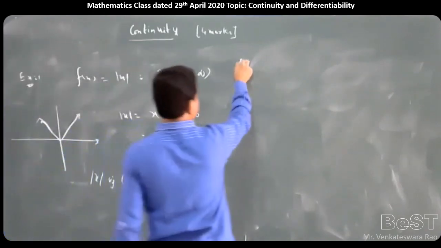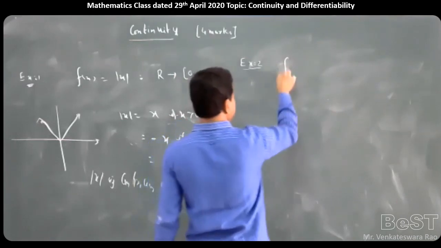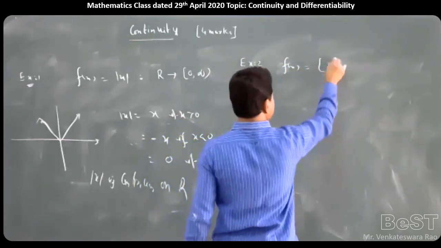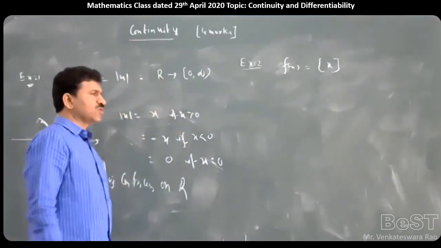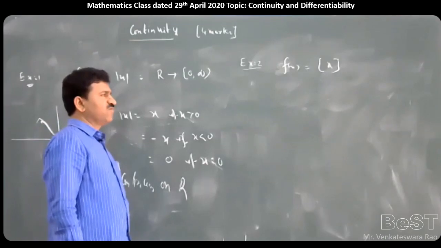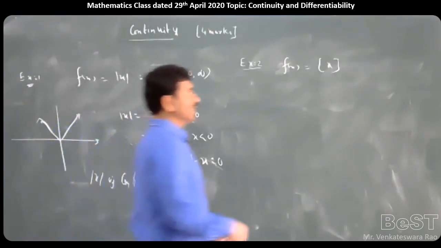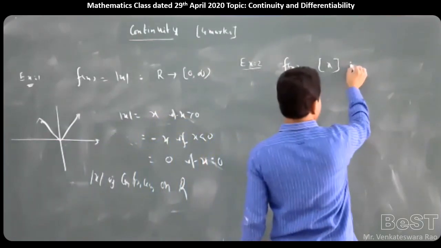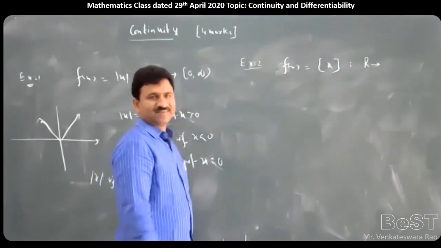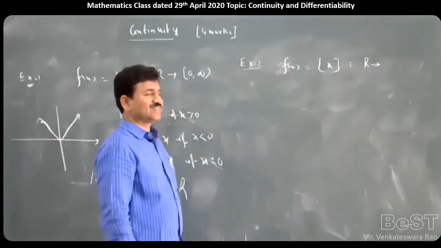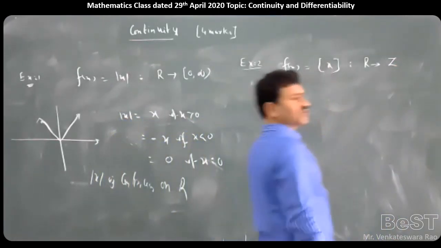See another important example too. f of x is equal to step x, the integer part of x. What is its domain? It is defined for every real number. What is its range? Integers, that's all. Z, R to Z.